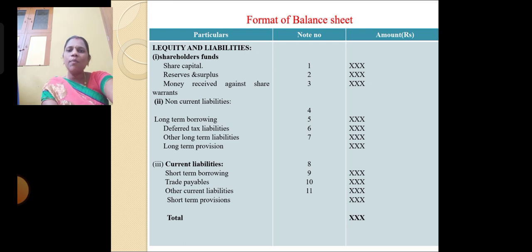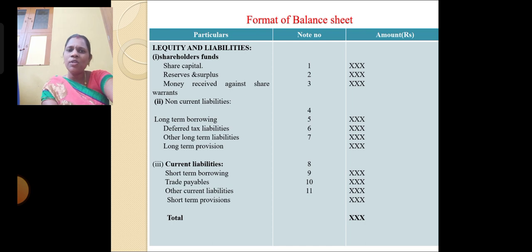Next we discuss the format of the balance sheet. According to the Companies Act 2013, the balance sheet should be modified. Now we discuss the modified balance sheet. First, we discuss the liabilities. Liabilities are under the heads of equity and liability. Under equity and liability, they are categorized into three heads: shareholder fund, non-current liability, and current liability.